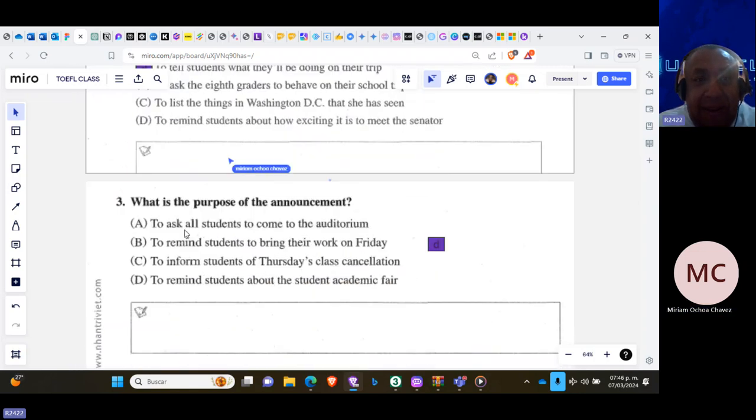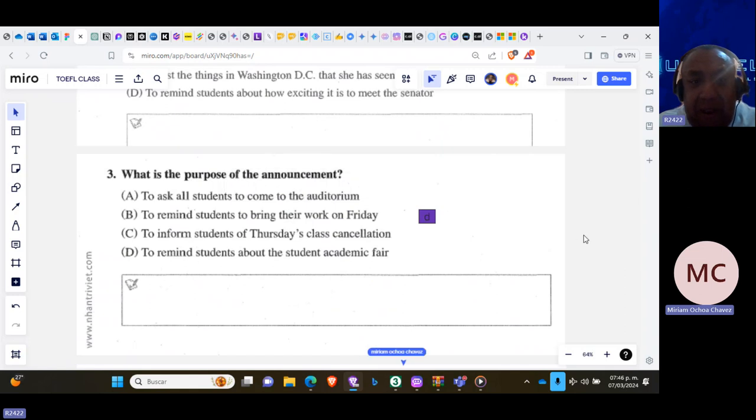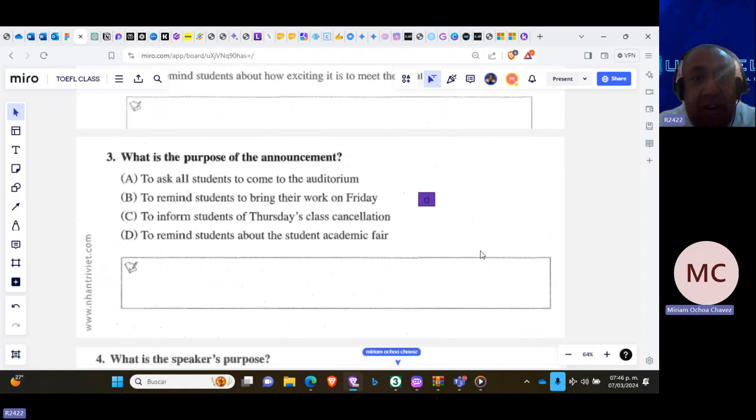Okay, listen to number three. What is the purpose of the announcement? A. To ask all the students to come to the auditorium. B. To remind students to bring their work on Friday. C. To inform students of Thursday class cancellation. D. To remind students about the students' academic fair.